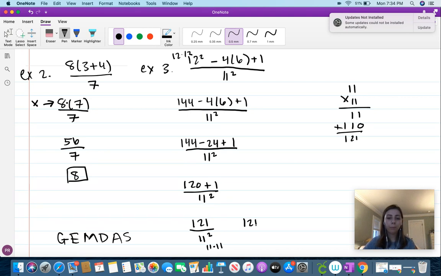So now my problem reads 121 over 121. Now that both the top and bottom groups are evaluated, we can finish out the problem by dividing, because the fraction bar means to divide. 121 divided by 121 is 1. So the value of that expression is 1.